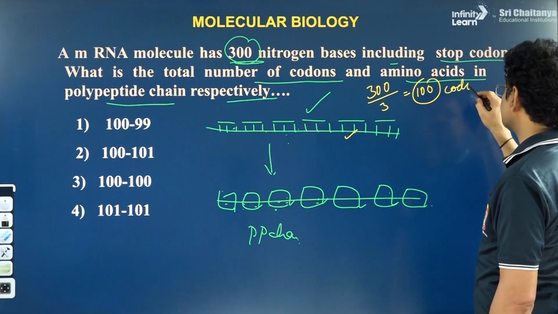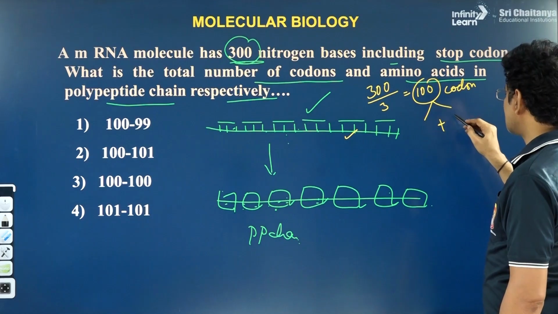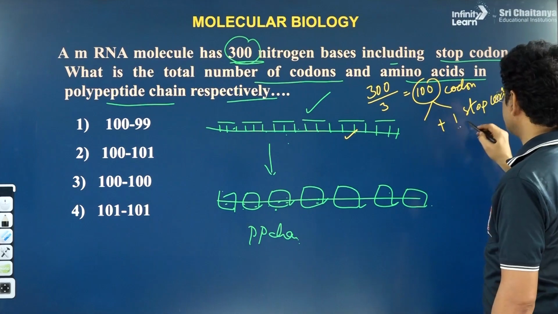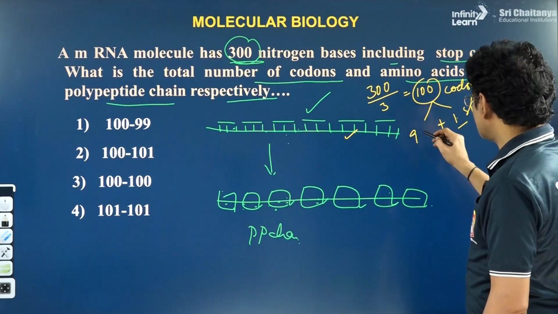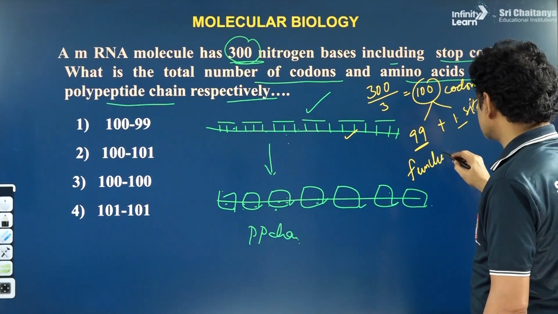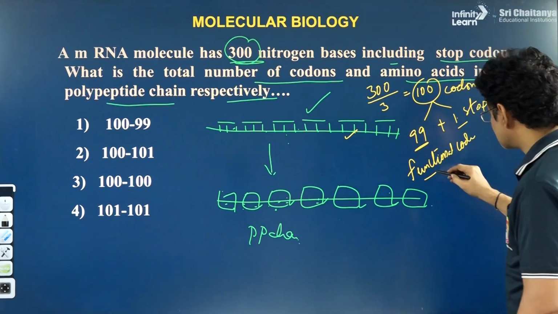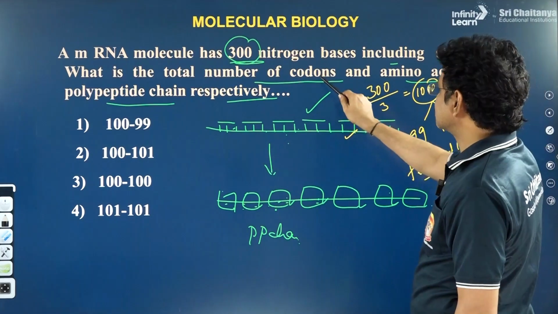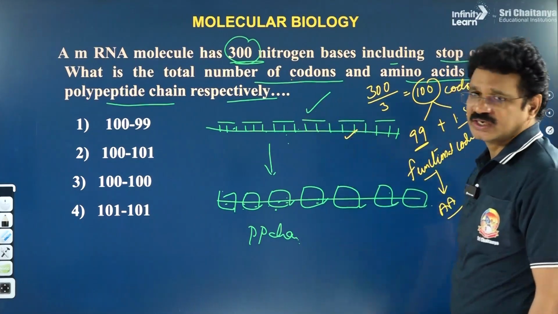These codons are of 2 types. One is the stop codon or termination codon, which may be either UAA, UAG or UGA. The remaining are all functional codons. 99 are functional codons. So, the number of functional codons equals the number of amino acids. What is asked in this question? The total number of codons and the number of amino acids in the polypeptide chain.